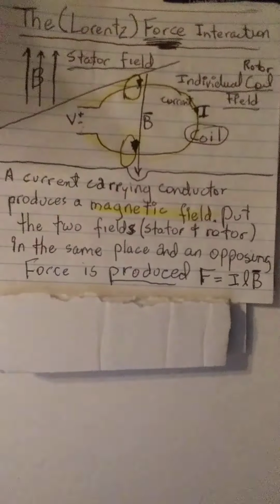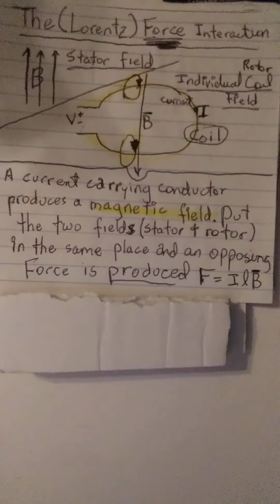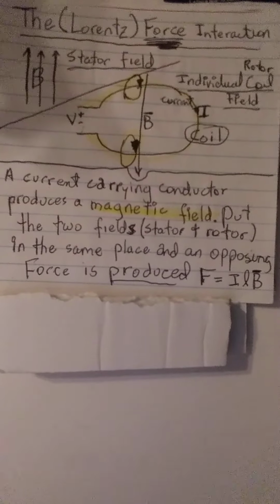A current carrying conductor produces a magnetic field. Put the two fields, the stator and the rotor, in the same place, and the opposing force is produced. This is called the Lorentz force, and that's what this equation is. Force is equal to current times length times magnetic field B: F = ILB.